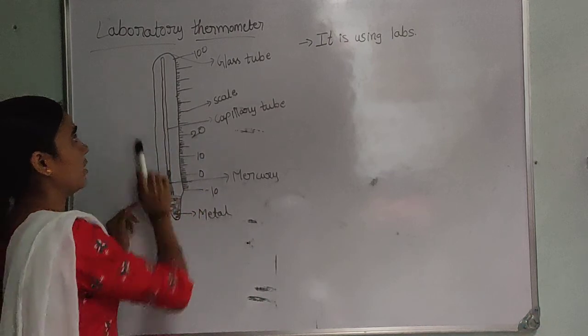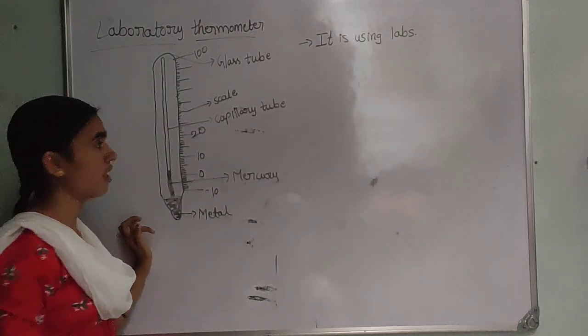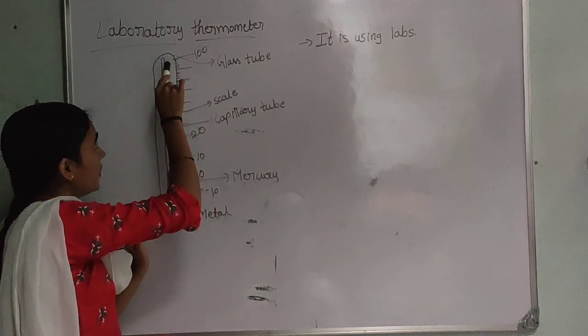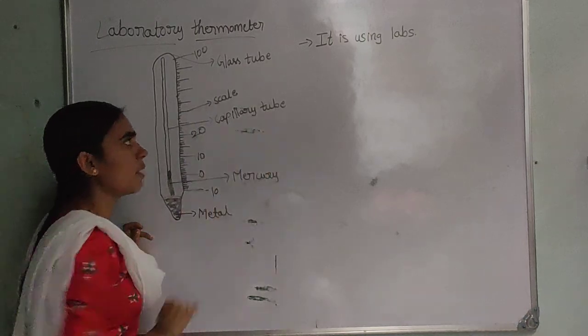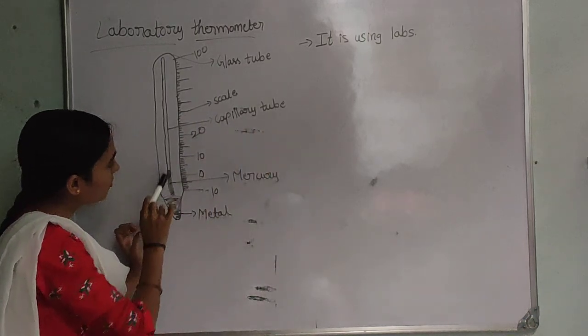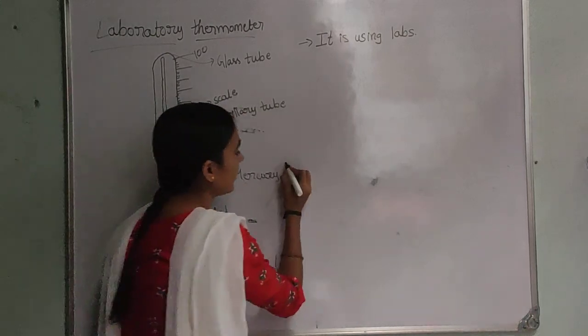So, taking the glass tube, which is in a cylindrical shape, in this glass tube there is a fixed narrow tube that we call a capillary tube. This capillary tube is filled with liquid. That liquid is mercury or red colored alcohol.